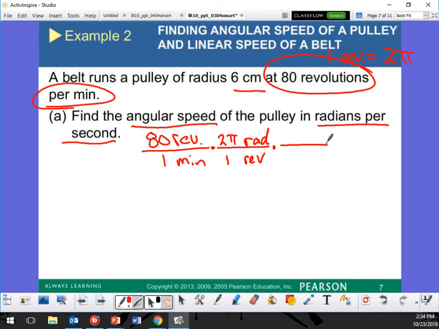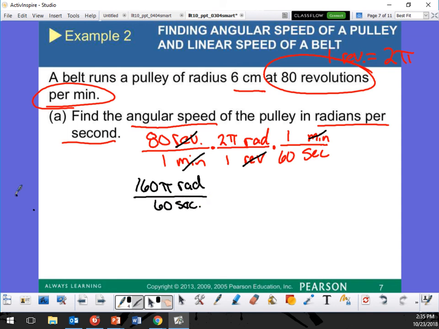So what's going to go on top? Minutes. Why minutes on top? Because it's by itself. Minutes are on the bottom here, so minutes go here. And then on the bottom, I put my seconds, right? So what number goes on top? 1 minute is 60 seconds. Okay, let's do some canceling here. So revolutions go away, minutes go away. So on top, I'm going to come up with what? 2 pi times 80. So it's 160 pi radians over 60 seconds.